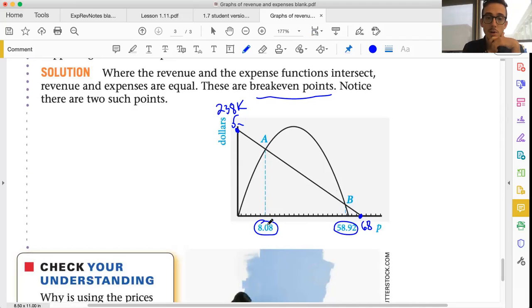So how could we come across this? You could see where they intersect.